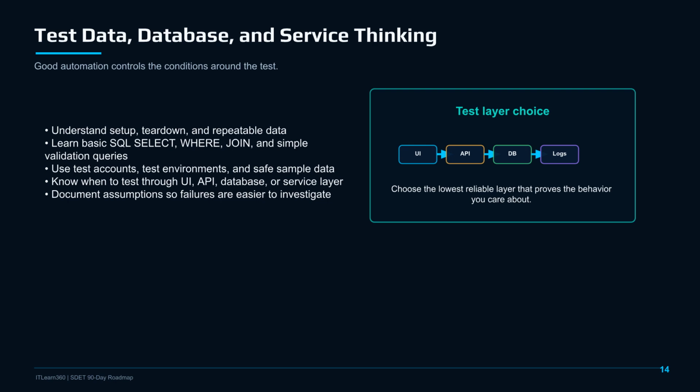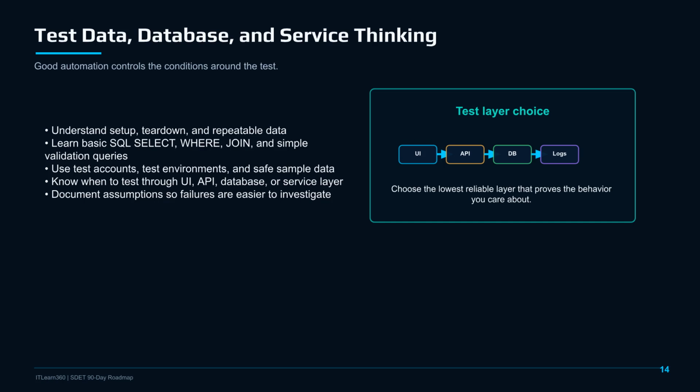After API testing, let us discuss test data, database, and service thinking. Good automation does not only click buttons or send requests, it also controls the conditions around the test. You should understand setup and teardown, repeatable test data, safe sample accounts, and test environments. Without controlled data, tests become unstable. Basic SQL is also useful.